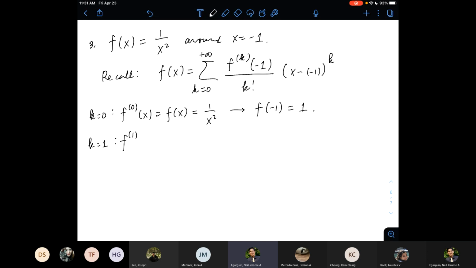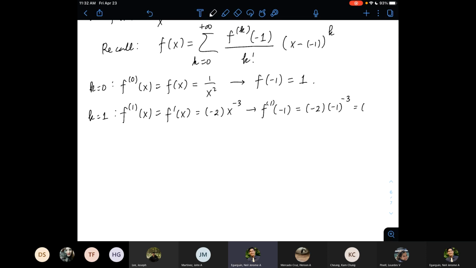When k is 1, we get f upper 1, but f upper 1 is another way of saying f prime. So we need to differentiate this guy. This is x to the power -2, so the derivative would be -2 x to the -3, right? Yep. And then we need to plug in -1. So we'll get -2 times -1 to the -3. But you can also write this as -2 times -1 to the power 3.